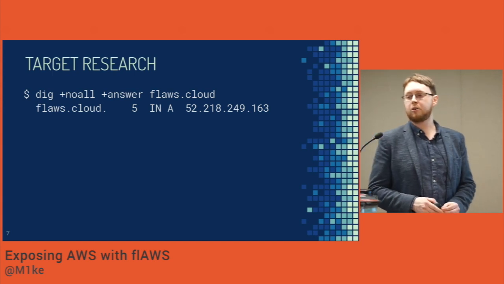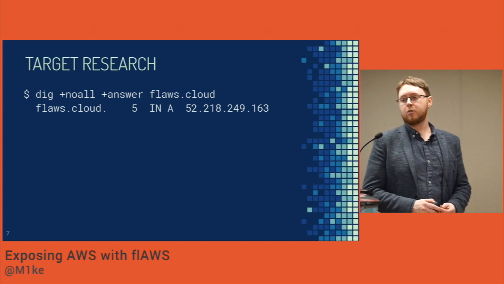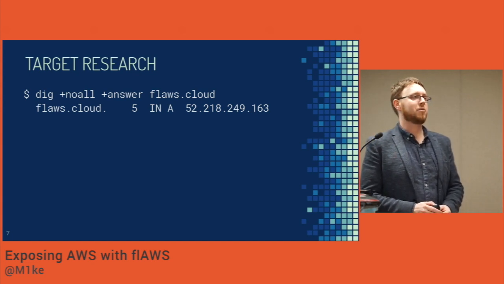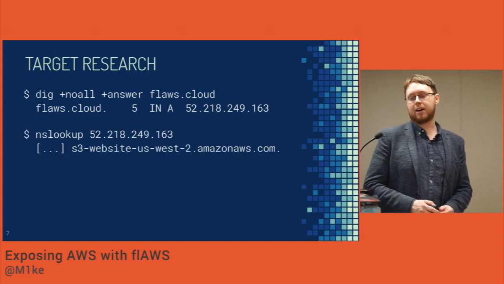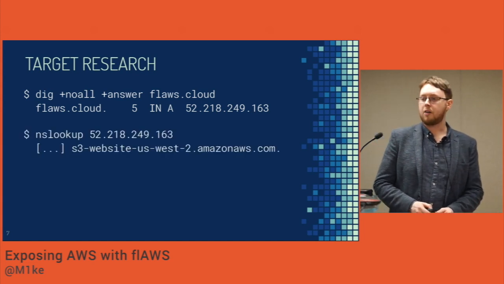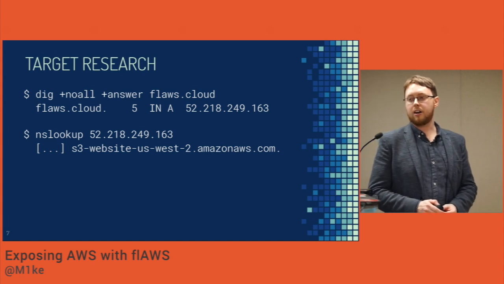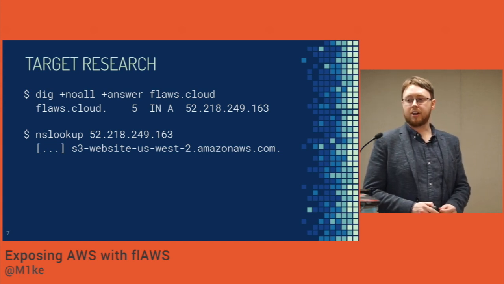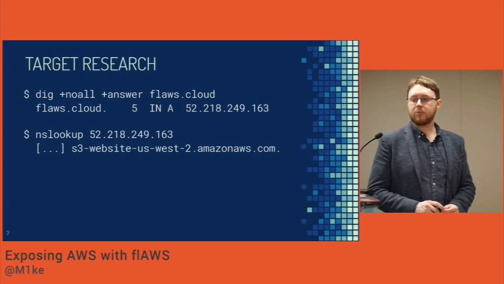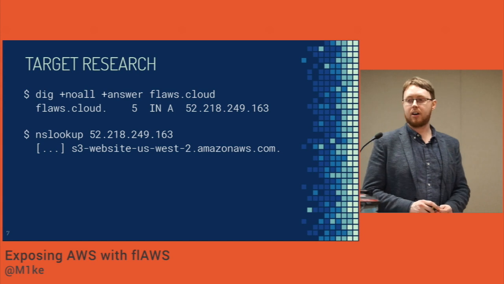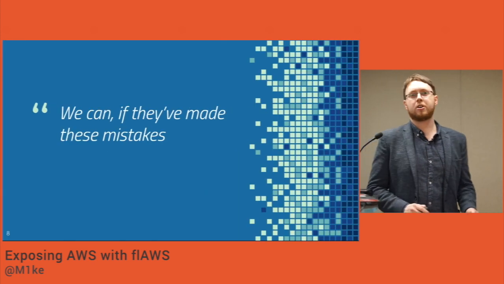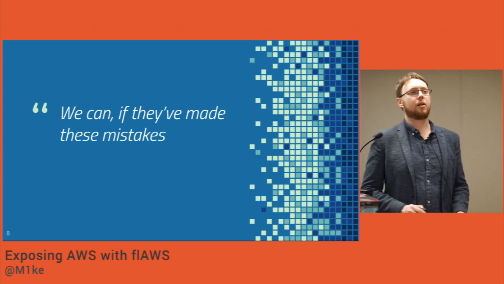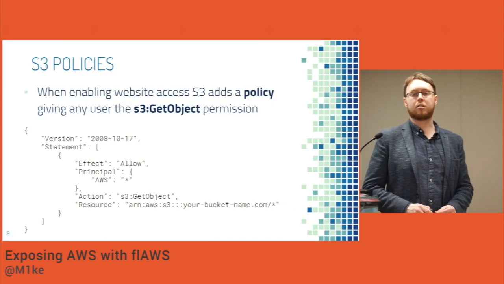This is quite useful for researching a target. If you know you want to hack a certain website, and maybe you suspect it's hosted on AWS, you can find out if that suspicion is true. By running dig on the domain name, you can find out what the IP address is of that website. Following which, you can do an NS lookup on the IP to find that that's registered to S3 website US West 2. You now know that this person has got a bucket named flAWS.cloud, and they're in the US West 2 region of AWS.